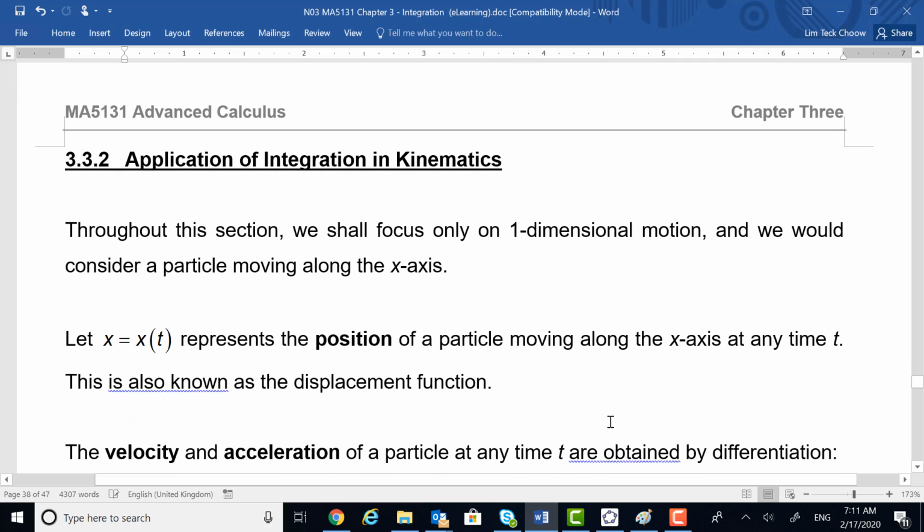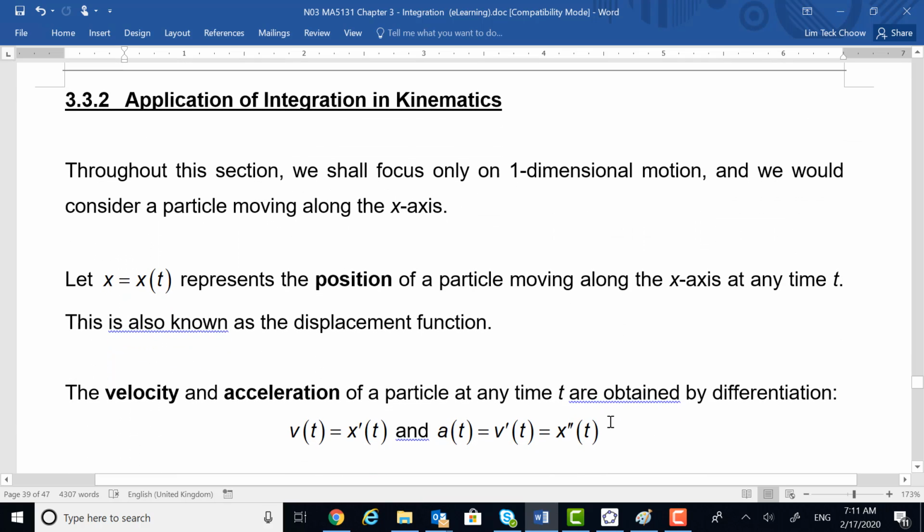Now let's look at integration used in kinematics. For those who have studied physics, in fact all of you should probably have studied physics up to at least your year 3, right? So not things like displacement. x(t) in this case represents so-called displacement, and then if you differentiate x once, you get the velocity. You differentiate x 2 times, you get so-called the acceleration. So these are 3 terms here: displacement, velocity, and acceleration.